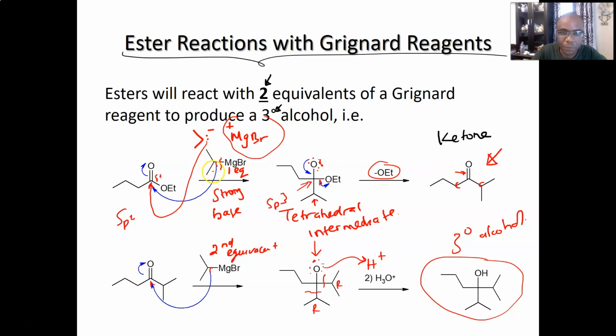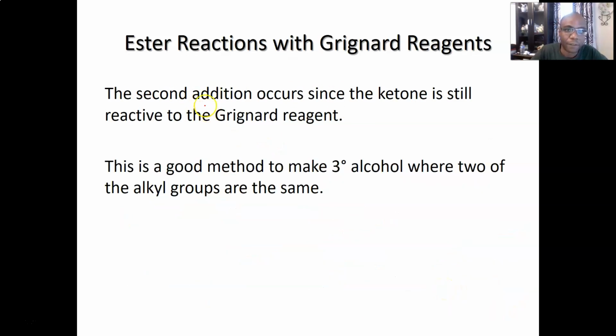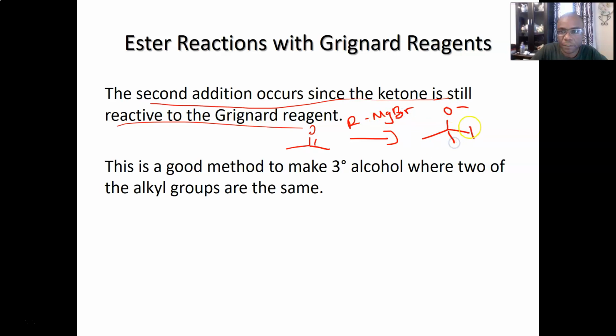So we'll just rather use two equivalents of Grignards, go stepwise, and add the R group of the Grignard twice. You end up with a tertiary alcohol. It's tertiary alcohol because the carbon bearing the OH is bonded to three other carbons, so it's tertiary. That's an R group, that's an R group, that's an R group. Okay, so the second addition occurs since the ketone is still reactive to Grignard. We all know that ketones can do Grignard reaction, to give you a tertiary alcohol.